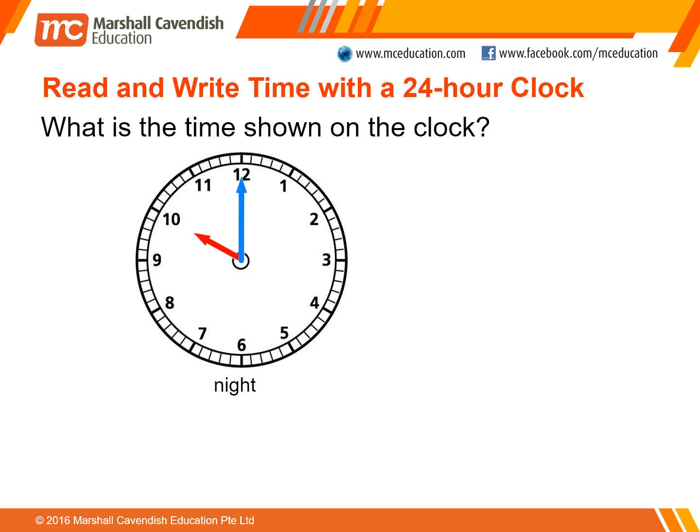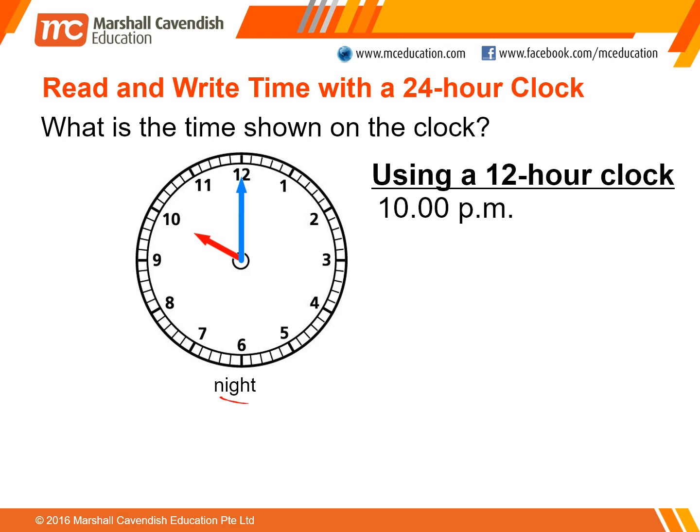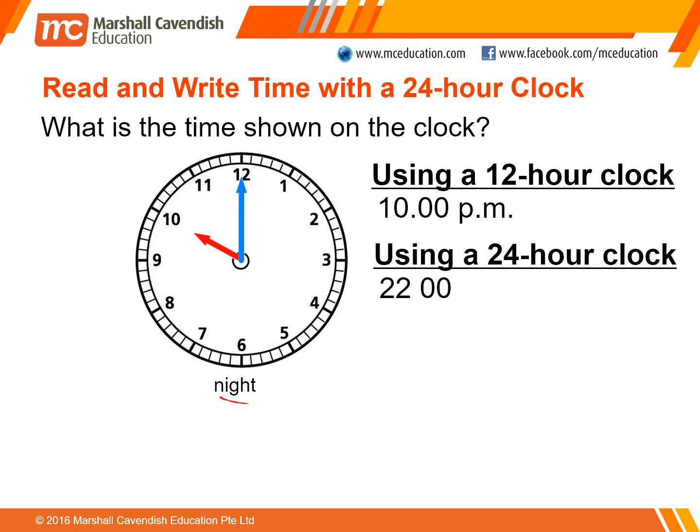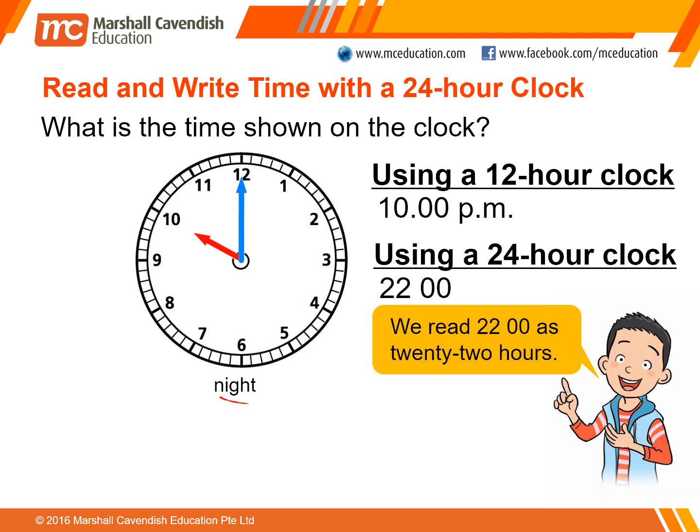What about this? This is 10 o'clock. And because it's at night, we will name this as 10 p.m. using a 12-hour clock. When we are using a 24-hour clock, because this is past noon before midnight, we will have to add 12 to the hour. Hence, 10 plus 12 is 22. So using a 24-hour clock, we will write down 22:00 and we will read this as 22 hours.